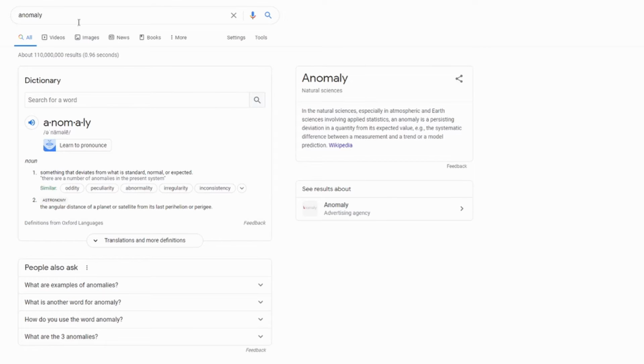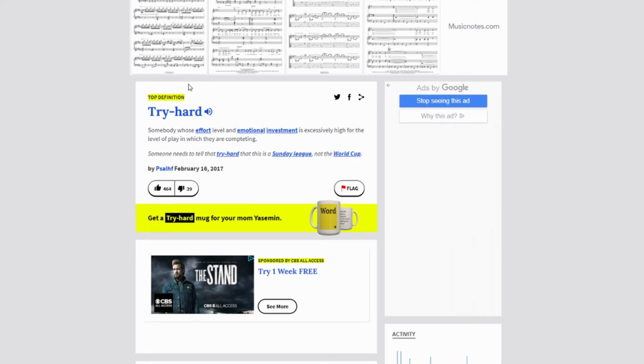So, I want to start off by defining anomaly. The word anomaly means something that deviates from what is standard, normal, or expected. And next I'm going to define tryhard. Tryhard is somebody whose effort level and emotional investment is excessively high for the level of play in which they are competing.